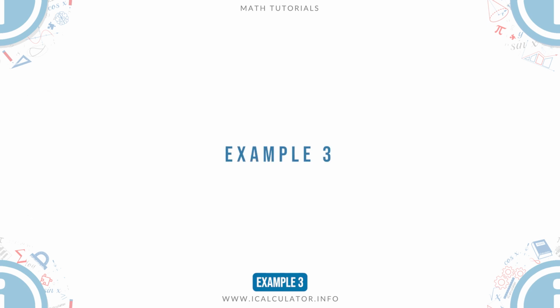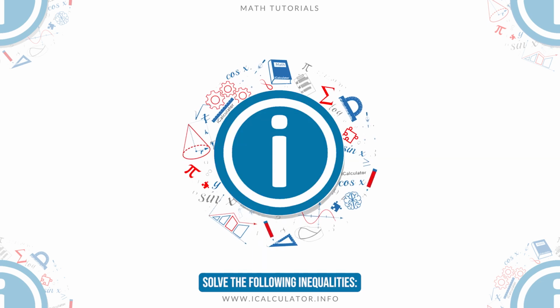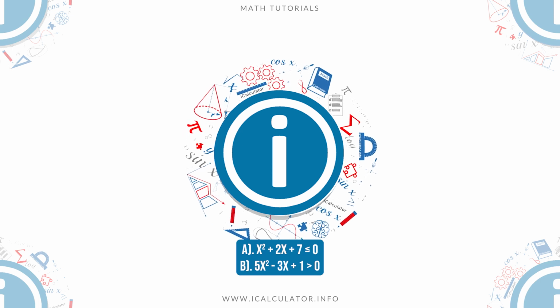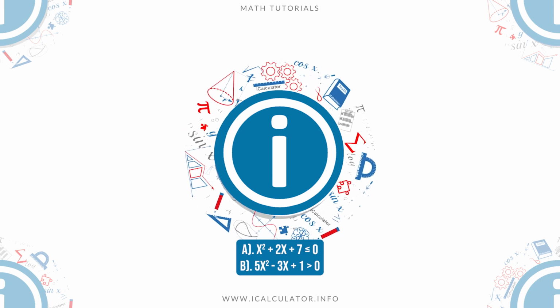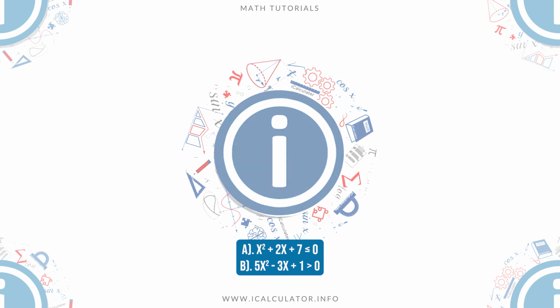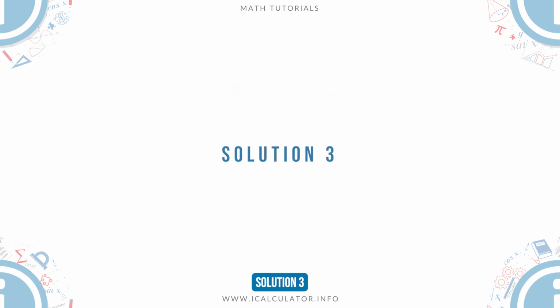Example 3. Solve the following inequalities. A, x squared plus 2x plus 7 smaller than or equal to 0. B, 5x squared minus 3x plus 1 greater than 0. Solution 3.